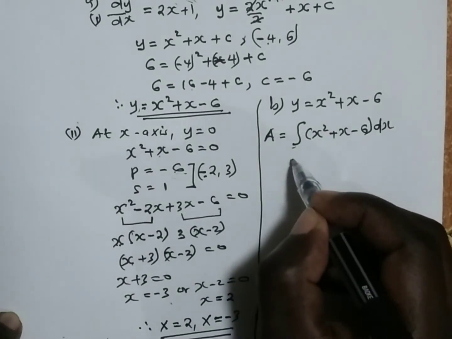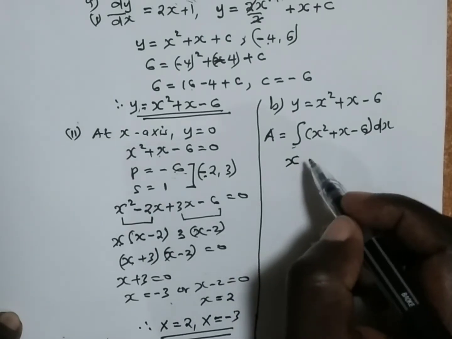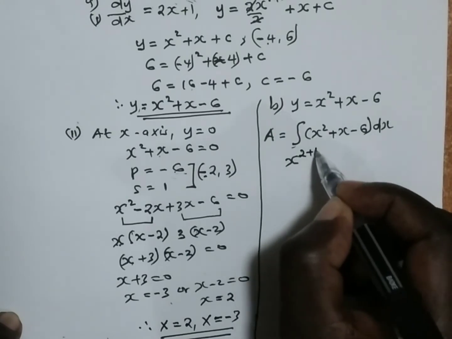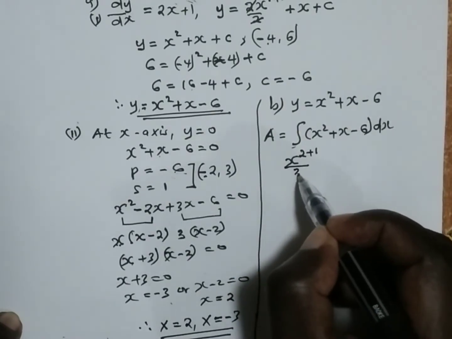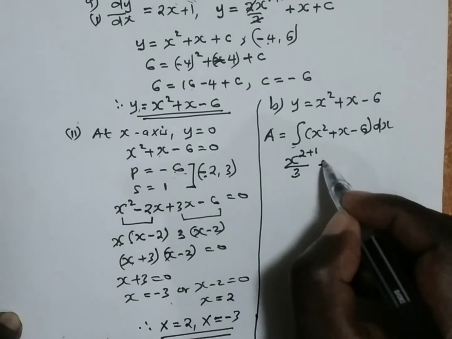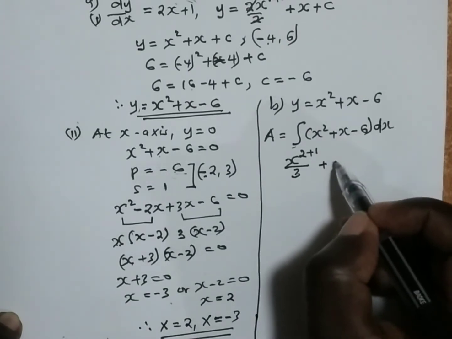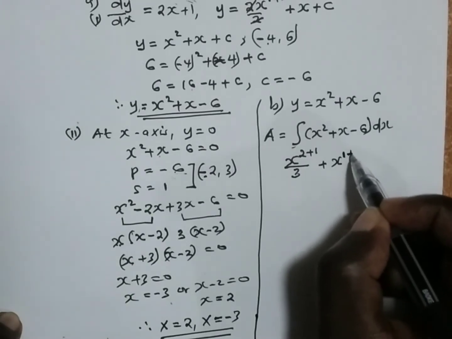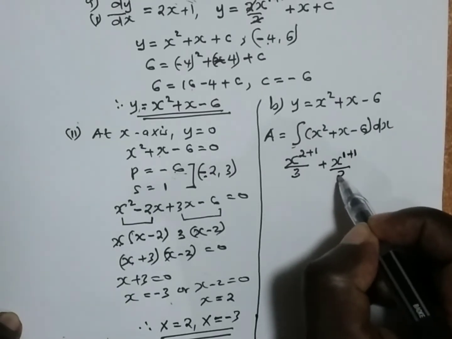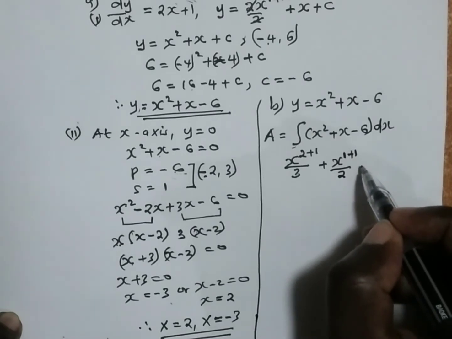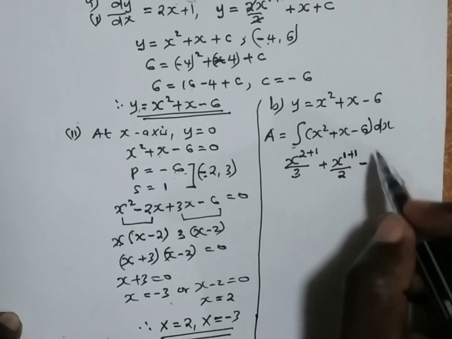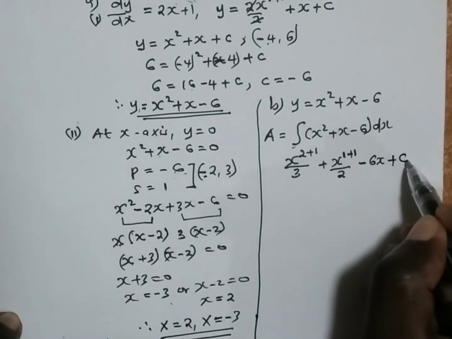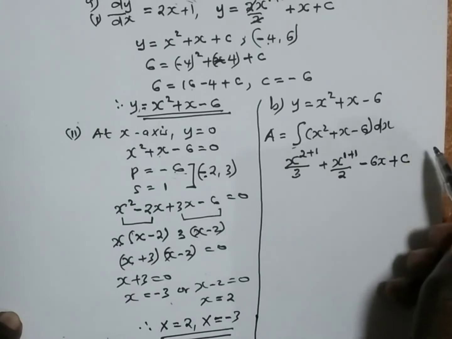So to integrate, we are going to integrate each at a go. We have x squared, we add 1, then we divide by the total new power, which is 3, plus we have x, it is as if it is raised to power 1. We add 1, then we divide by the total new power, which is 2, then minus 6. To integrate minus 6, you simply add x, then lastly we add c, which is a constant of integration.